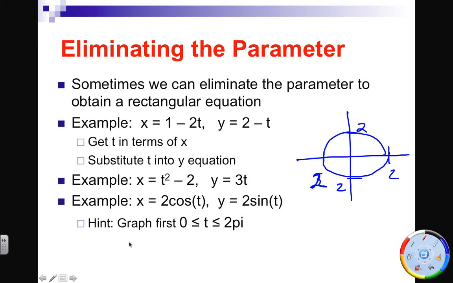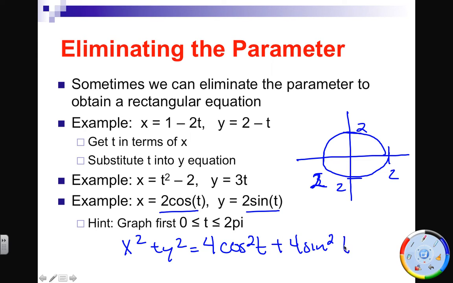We know that sine squared and cosine squared and all that sort of fun stuff and circles has some x squareds and y squared. So when you see problems like this, 2 cosine of t and 2 sine of t, you're going to say x squared plus y squared. And I know that x is this, so x squared is 4 cosine squared plus 4 sine squared, which is equal to 4 times cosine squared t plus sine squared t.